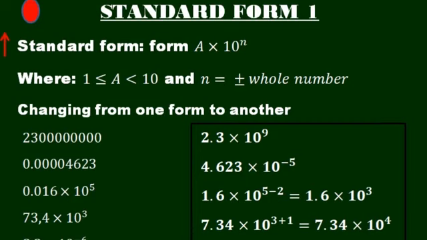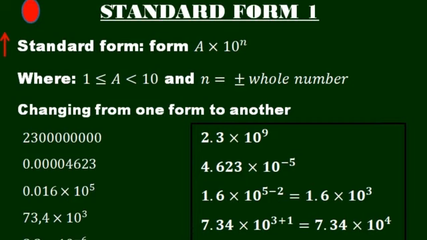So under this topic, our objectives are to be able to recognize numbers which are in standard form, write numbers in standard form, change from standard form to ordinary form, and change from ordinary form to standard form. We also need to be able to add and subtract numbers in standard form. And finally, we need to be able to multiply and divide numbers in standard form. So those are the objectives under this topic, right?